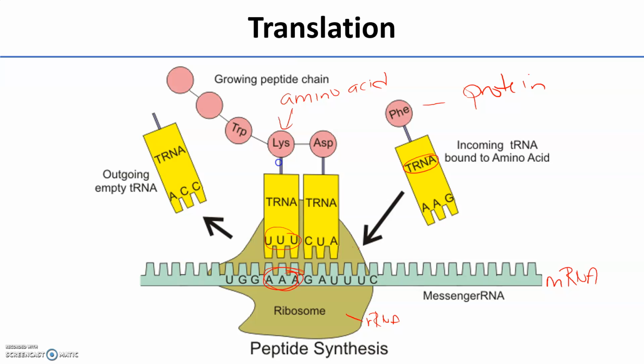Okay, so think of this like an assembly line. When it's your turn, you come in carrying your amino acid. Once the space opens up in front of you, you'll move ahead. You'll form a peptide bond with the amino acid next to your neighbor, and then the space opens for you to leave, and you can go and get another one.